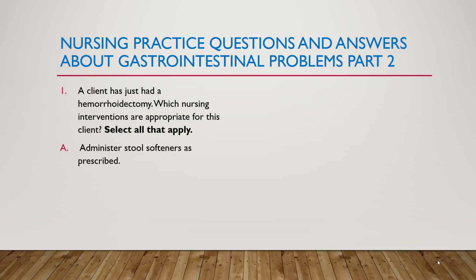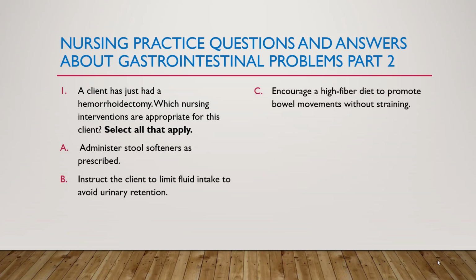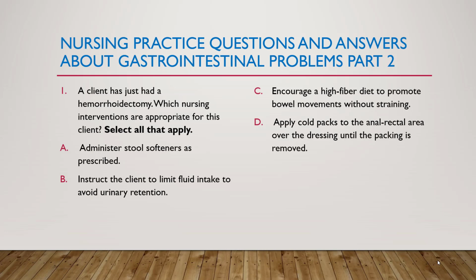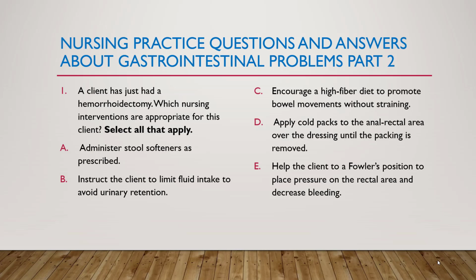Option A, administer stool softeners as prescribed. Option B, instruct the client to limit fluid intake to avoid urinary retention. Option C, encourage a high fiber diet to promote bowel movements without straining. Option D, apply cold packs to the anal rectal area over the dressing until the packing is removed. Option E, help the client to a prone position to place pressure on the rectal area and decrease bleeding.